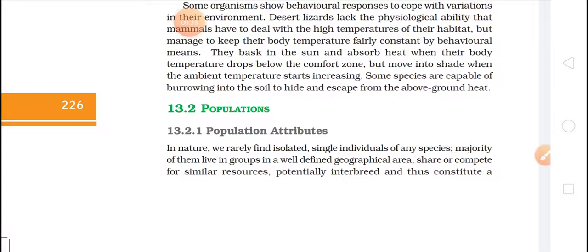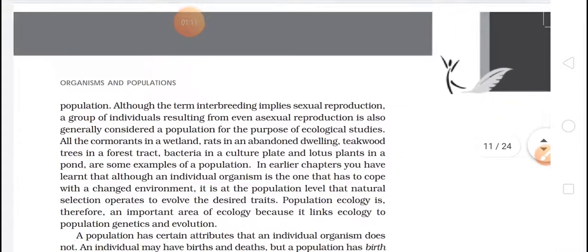But we know that if a given area is given to you, okay, we are talking about land, water, specifically in land, if we talk about forest, if we talk about grasslands, you will not see a single organism species, but you will have different species which are living together in that geographical area. They are sharing, they are competing for all the resources which are there, and there will be interbreeding between these species also.